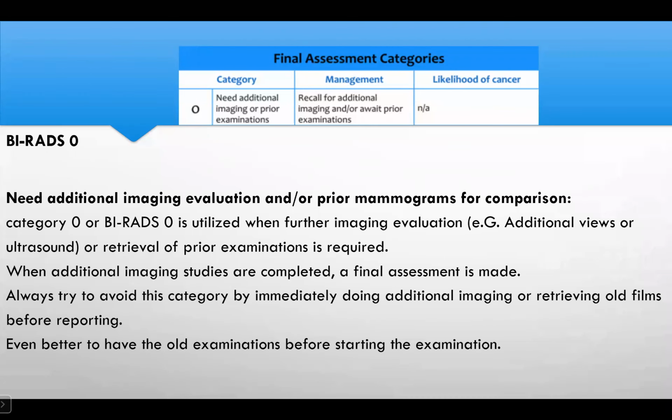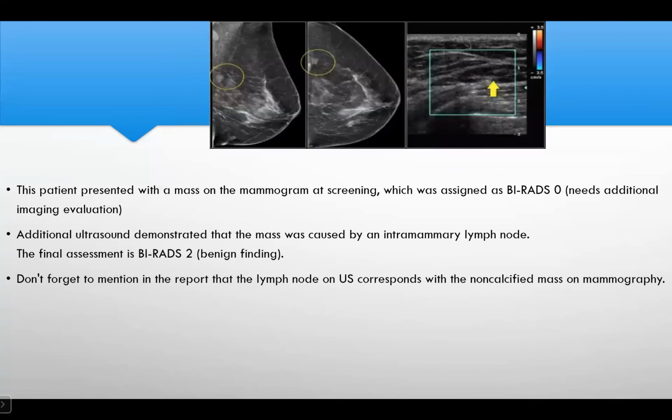Now we have the final assessment categories. BI-RADS 0 needs additional imaging evaluation and/or prior mammograms for comparison. BI-RADS 0 is utilized when further imaging evaluation or retrieval of prior examinations is required. When additional imaging studies are completed, a final assessment is made. Always try to avoid this category by immediately doing additional imaging or retrieving the old films before reporting. Even better, have the old examination before starting the examination.